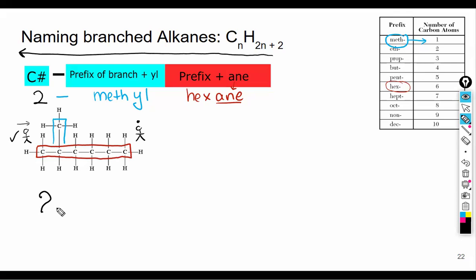So its full name is 2-methyl, no space here, and the word hexane. For the people who put 5, you understand your mistake? You have to choose the smaller. You walk from both sides to reach a branch, but you have to choose the smaller of the 2 values.